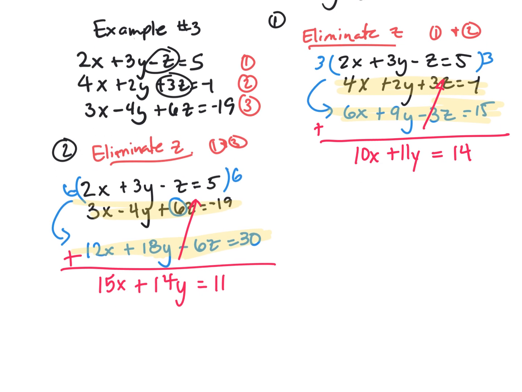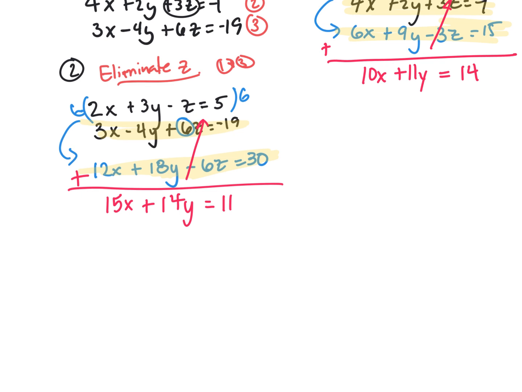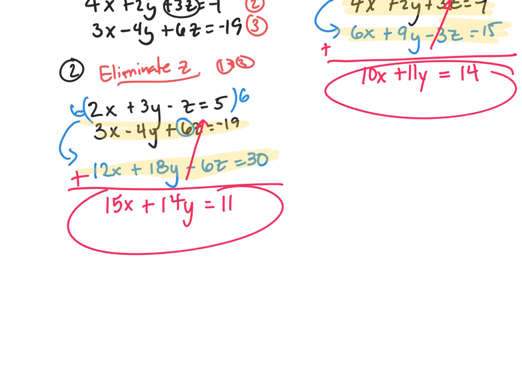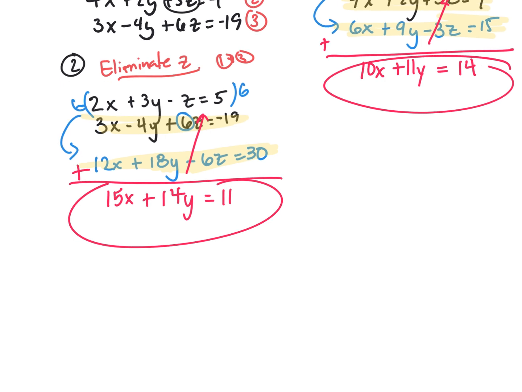Now, you've created a new system. Okay, you have this one here and this one here. So if I write this new system, I'm going to write it so I can see it. And this is for step 3, because in step 3, we're going to solve the new system for both variables. So my new system is, for step 3, 10x plus 11y equals 14. And then I have 15x plus 14y equals 11.